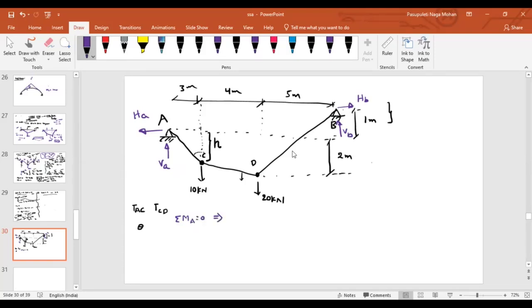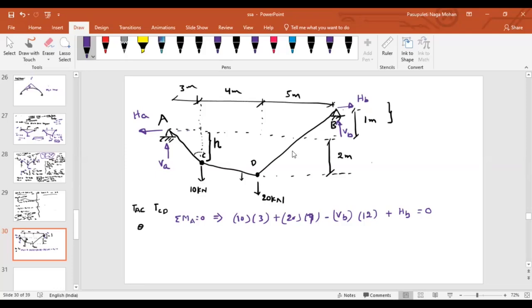10 into 3, positive, clockwise. 20 into 3. 10 into 3, 20 into 7, minus 3 into 9, and HA into 1, so minus HB into 1. Plus 3, clockwise moment, because of this HB at this joint.